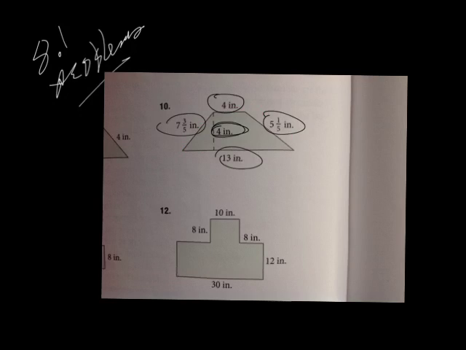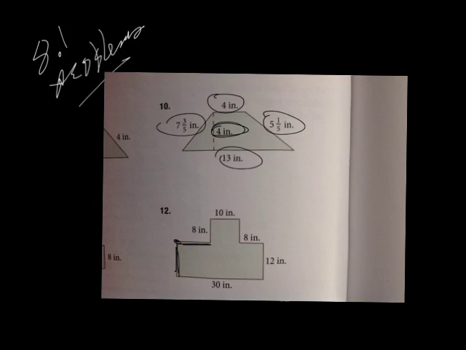Now when we look at number 12 here, it's asking us to add up all the sides. So we're going to start here, and we've got a little bit of a problem because I don't know how far it is from here to here. I also don't know how far it is from here to here. So that's where you're going to have to use some common sense and look at what we're given. We're given that the whole length is 30, and we're told that this is 8 and this is 10. So in order to get 30, I'm going to have to figure out what this is.